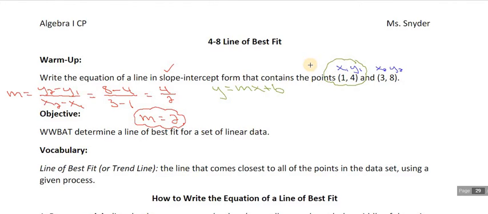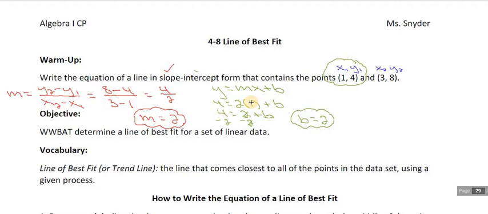So my y value is 4 equals my slope is 2 times the x value is 1 plus b. So if I clean this up, 2 times 1 is 2, so I have 4 equals 2 plus b, and to solve for b I need to subtract 2 from both sides. So that means my b value is also 2.